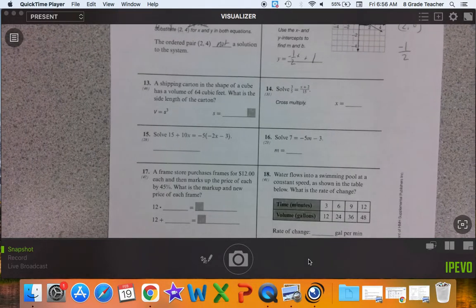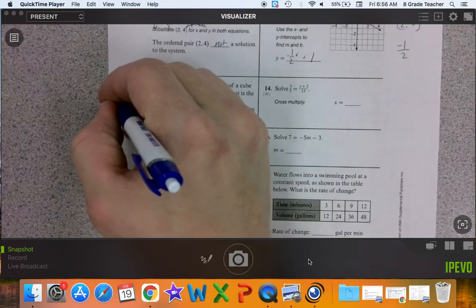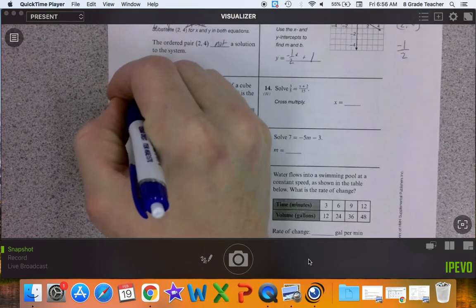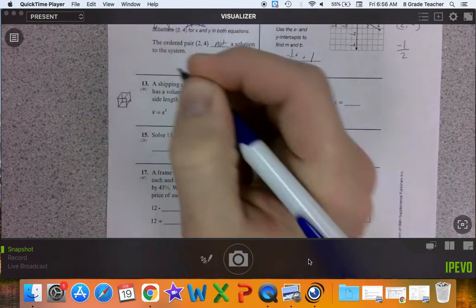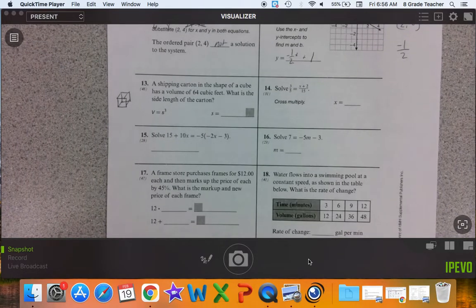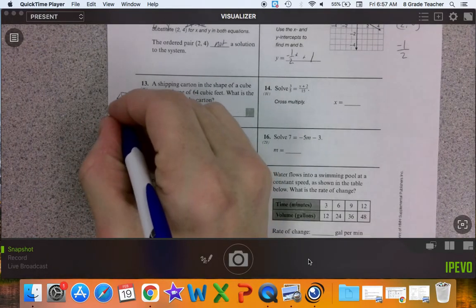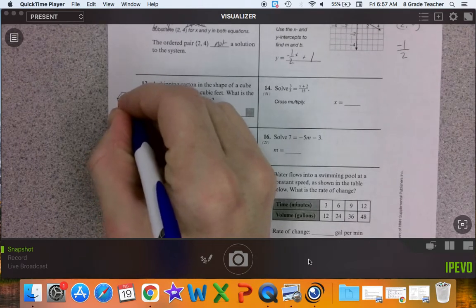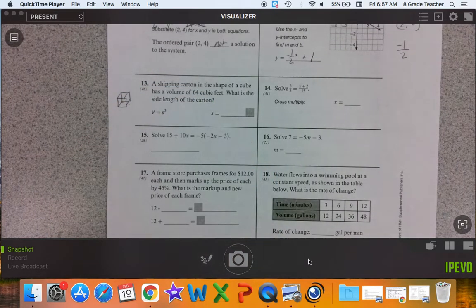Number 13, a shipping carton in the shape of a cube has a volume of 64 cubic feet. What's the side length of the carton? So to draw a cube, you draw two little squares like this, and then you connect all those lines just for a visual. It says if the volume is 64 cubic feet, that means this number times this number times this number, the length, the width, and the height, are all the exact same.